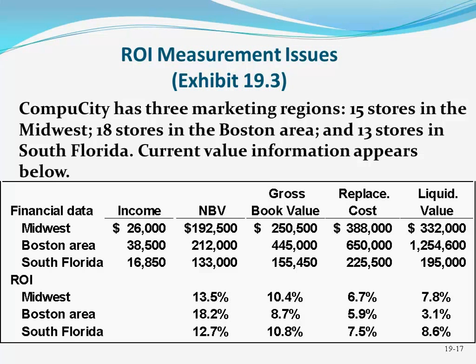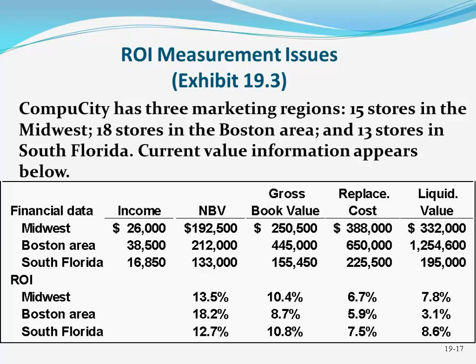And basically, here you get figures for the different areas the company operates in. CompuCity operates in the Midwest, Boston area, and South Florida, and gives you the income. And then it focuses on different possible measurements of the asset base, the denominator, and it focuses on 4 different measurements. One measuring the assets by net book value.